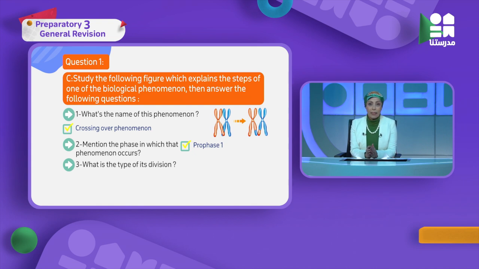What is the type of cell division? In which type of cell division does it happen? Since I said prophase 1, it is certainly meiosis or meiotic division. So it happens during meiosis or meiotic division.